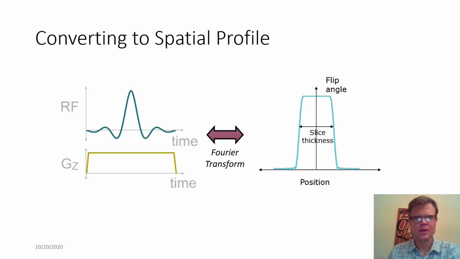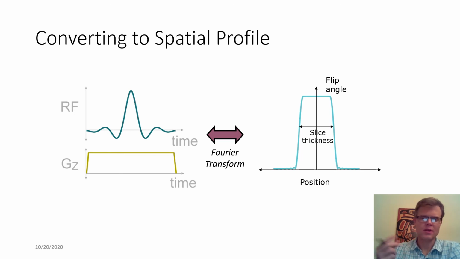Okay, the next thing we'd like to do is go from looking at our RF pulse and the profile it creates as a function of frequency. We want to convert this into a spatial profile. Remember, we ultimately want to create a slice selection.